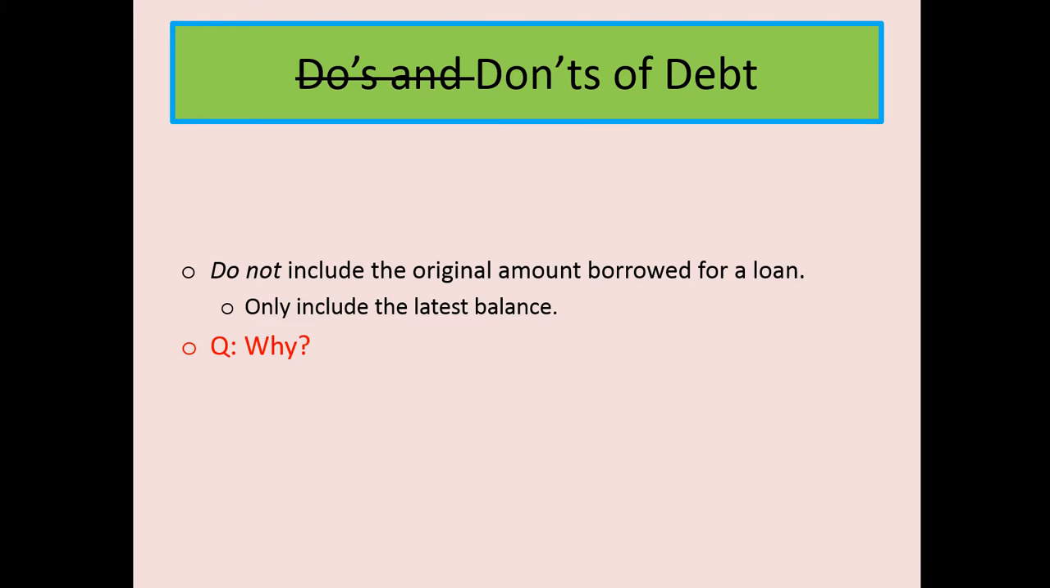One big rule with debts is to not include the original amount borrowed for the loan. You only include the latest balance. And this should make sense, because you think about how much claim is on that big pile of money of yours, and that is only what you have left to pay. So do not include the original balance, only include the latest balance.